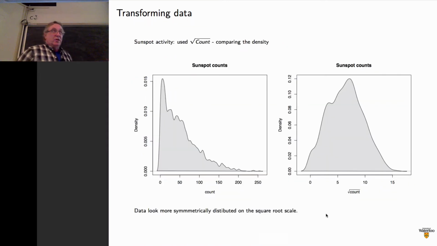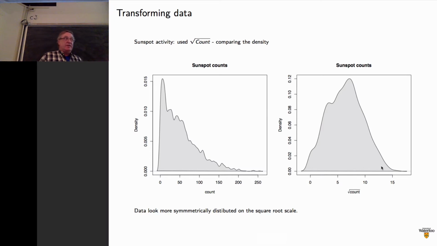You see the effect if I look at the density of the sunspot counts. So I've got a density estimate of the sunspot counts on the left. And if I take the square root of the count instead of the count itself and get a density estimate again, I get the density as it appears on the right. And you can see that the density on the right is far more symmetric. Right? This one is very skewed out to the right with a long right tail. And now we've got a much more symmetric looking distribution.